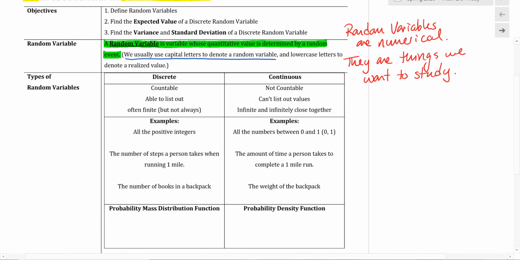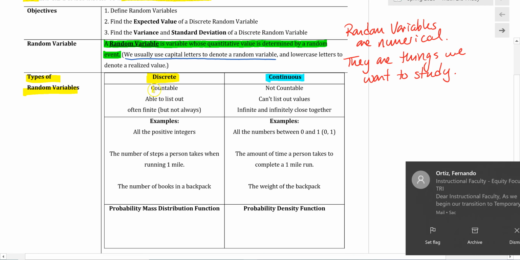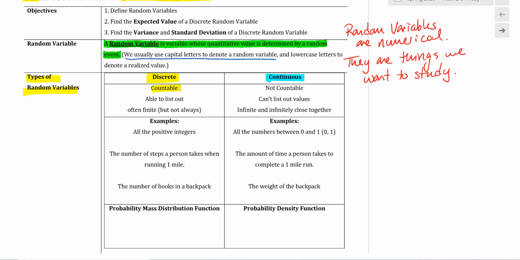Now, there are two types of random variables we're going to investigate. The first is discrete, and then later we will get into continuous. These are just two mathematical terms that describe numbers. Discrete numbers are numbers that are countable. In other words, you can make a list of them. They might be finite or infinite, but you can count them.